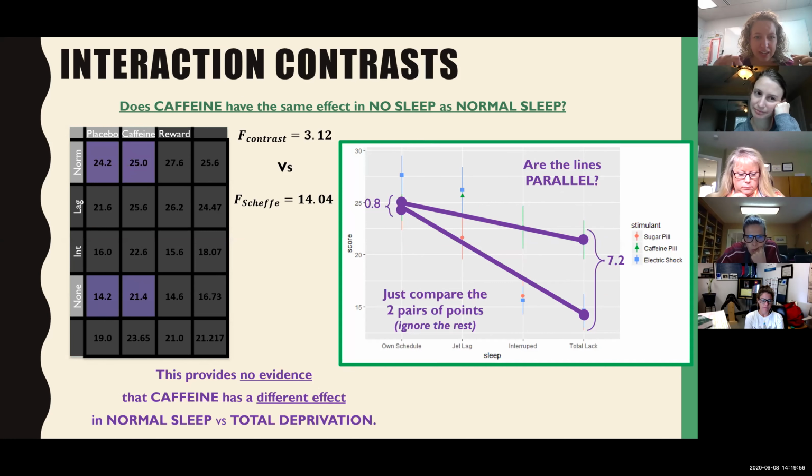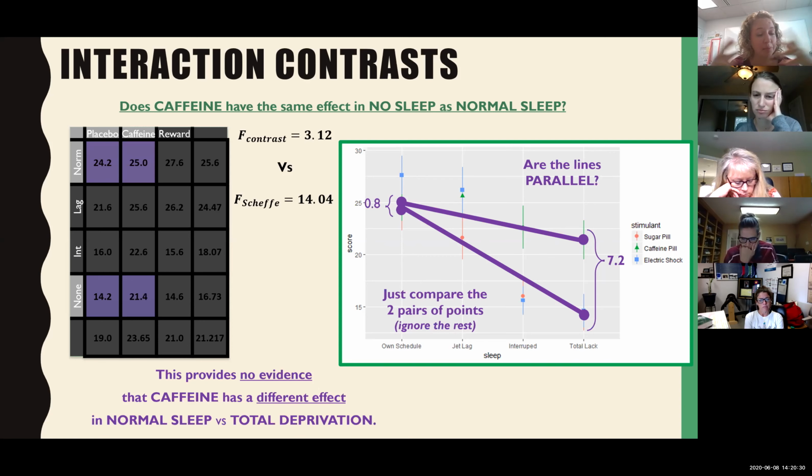This is what it looks like on the plot. Here is the normal sleep. How much different are the dots for sugar pill and caffeine? They're only 0.8. How much different are the points when we look over here for total lack of sleep? They're different by over 7. But when we did a p-value, it says that those differences are not different. There's no evidence that the differences are different. So it's more like those lines are essentially parallel based on the data we have.